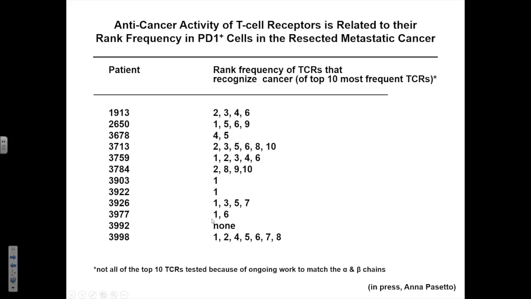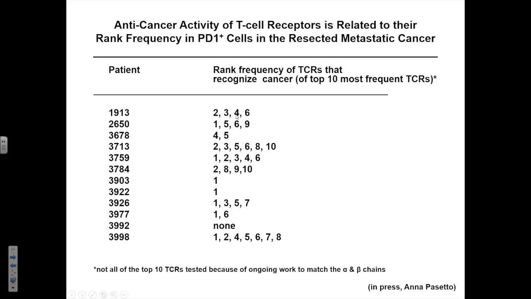And notice that 1, 2, 3, 4, 5, 6, in 7 of the 11 cases, the most frequent T cell receptor in the tumor had anti-tumor activity. And in all 11 patients, if we looked at the top 4 most frequent sequences, we could find T cell receptors that recognized the tumor. Now, these were not all mutation reactive. 5 of the 11 recognized mutations.